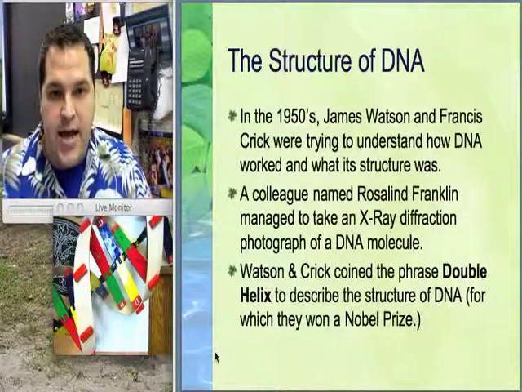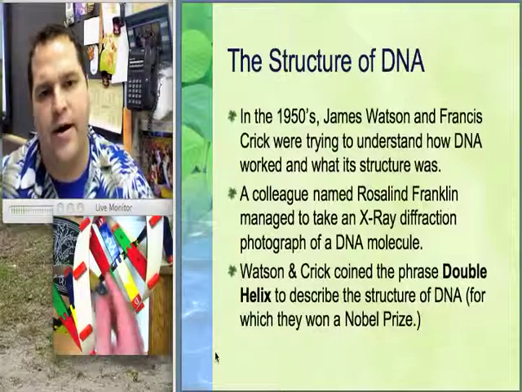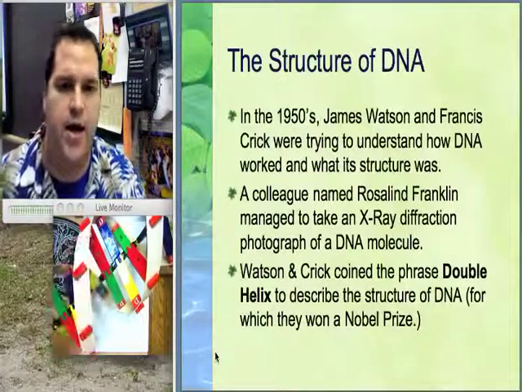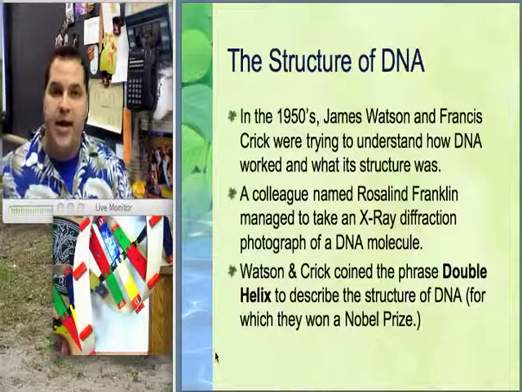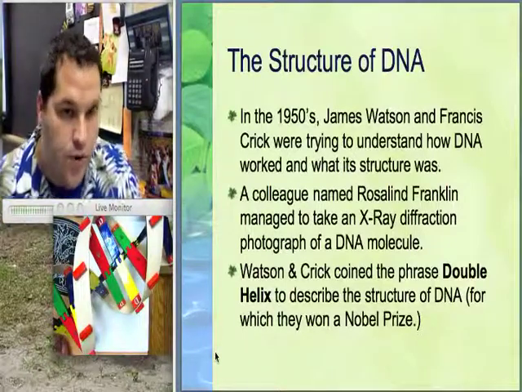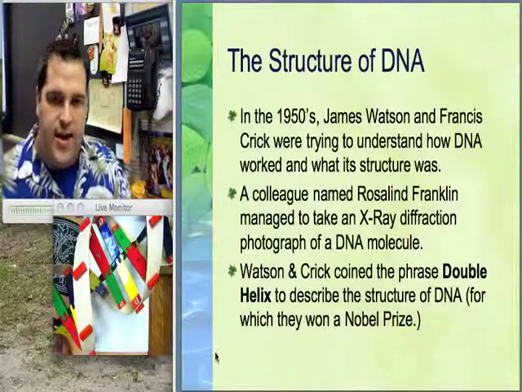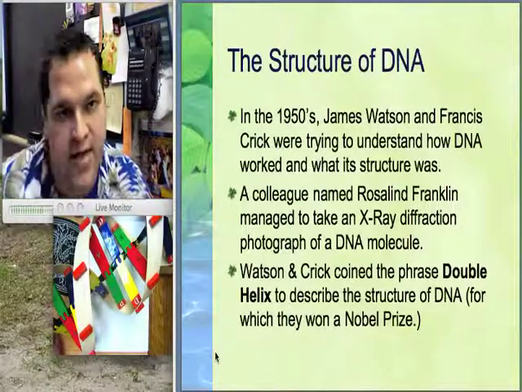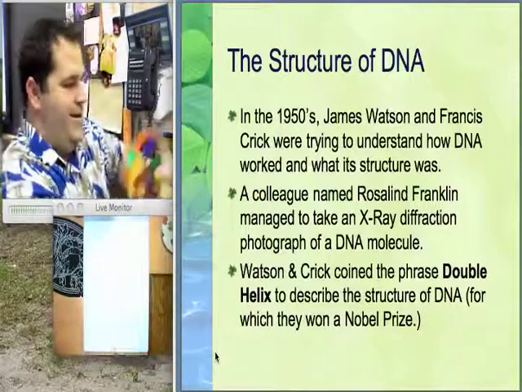So in the 1950s, that era, a guy named James Watson and another guy named Francis Crick were trying to understand how DNA worked. And to do that, they wanted to understand what it looked like. And one of their colleagues by the name of Rosalind Franklin was able to take an X-ray diffraction photograph of a DNA molecule. And if you look down here, it looked a lot like this.